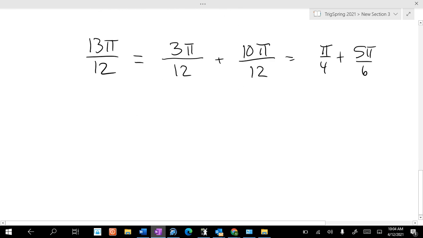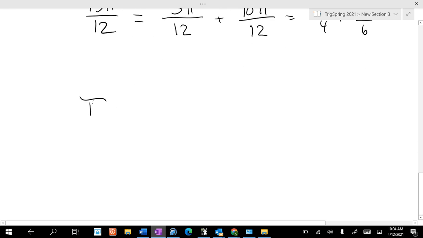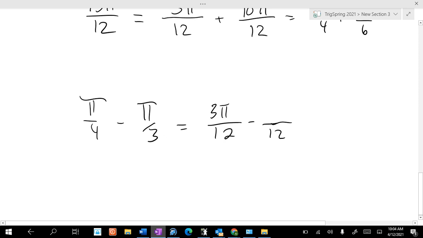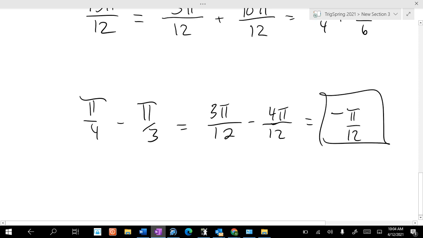Now, they will have some problems that are all done up for you, like what's pi over 4 minus pi over 3? And you'll have to figure that out. Well, if you're told to find pi over 4 minus pi over 3, you get a common denominator. What's our common denominator? 12. Pi over 4 is how many pi over 12? 3 pi over 12. Pi over 3 is how many pi over 12? 4 pi over 12. 3 minus 4 is negative 1 pi over 12. Bada, bing, bada, boom. Okay?